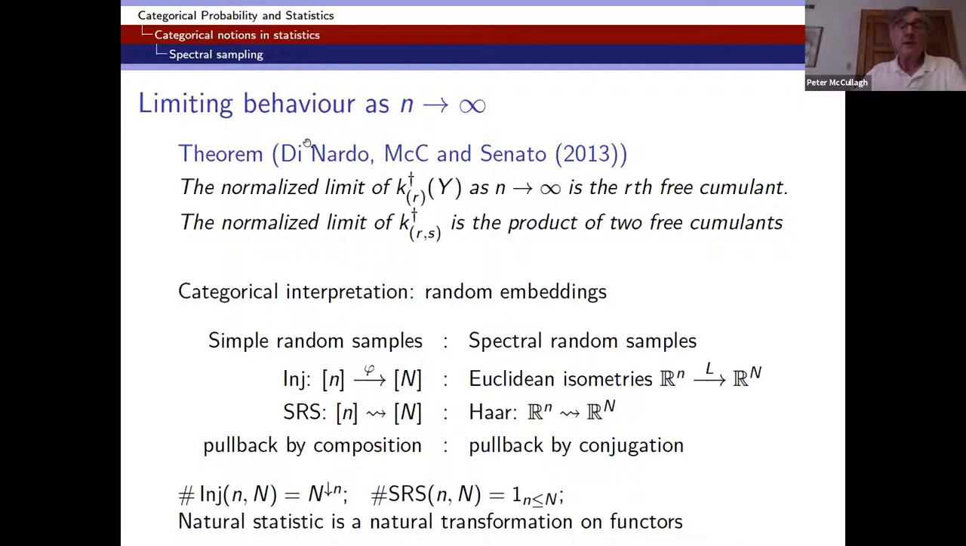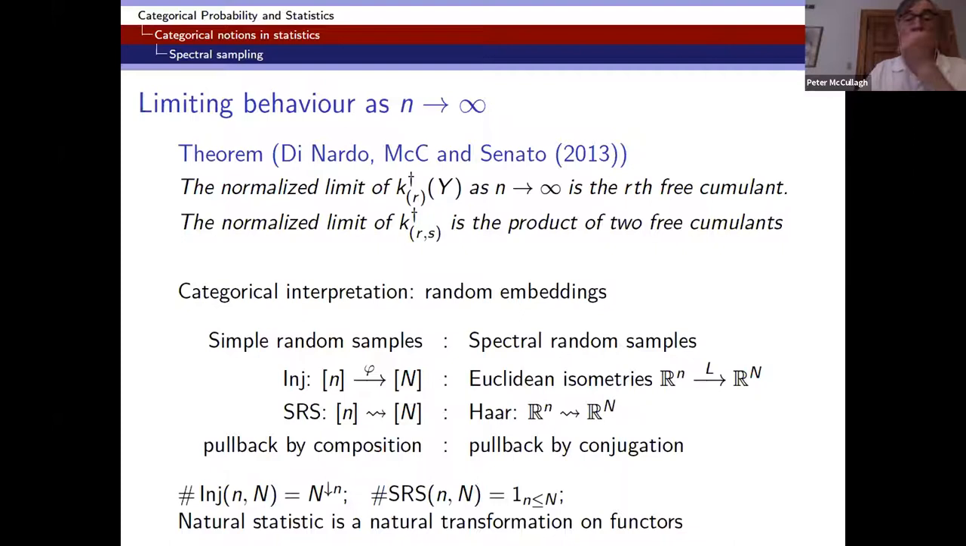So these K statistics, the spectral K statistics, are related to free cumulants in the limit. So if you take these spectral Ks, it's a function of the eigenvalues, and it's of degree R, and you let the index go, I have left out the index N in this, but you let N go to infinity, the normalized limit is the Rth free cumulant. And the normalized limit of the spectral K associated with the integer partition R plus S will be the product of two free cumulants, CR, CS, and so on for the other spectral K statistics.